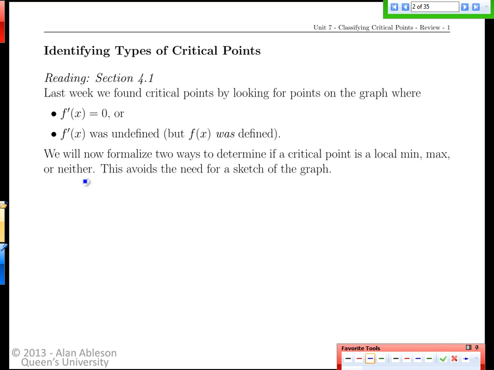In particular, we're going to be interested in whether a particular critical point is a minimum, a maximum, or neither. The reason for this is we don't always want to have to sketch a graph to determine if the critical point we found is the best point in some sense for the function we're looking at, or the worst point in some sense, the difference between a minimum and a maximum.